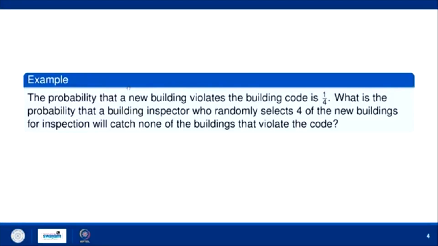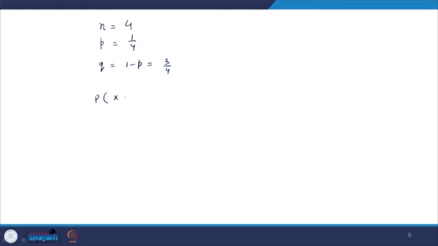We want that out of all these 4, the inspector will catch none of the buildings that violate the code. That means for x equal to 0 we have to find. So, x equal to 0 and that is nothing but 4 c 0, into 1 by 4 to the power 0, and then 3 by 4 to the power 4. So, that is 81 upon 256. Okay. So, in this way we can find out.